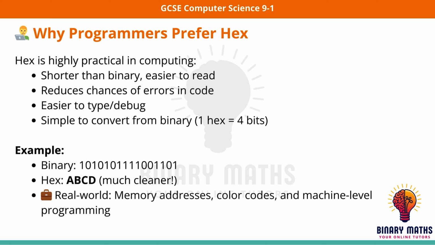So why do programmers prefer hex over binary? Well, it's shorter. Compare E5 to something like 11100101. There are fewer errors. So typing A3 is safer than writing the binary equivalent, which is 10100011. It includes easy conversion. So hex and binary are kind of like best friends. Each hex digit maps into 4 bits. It's like using abbreviations for long words.